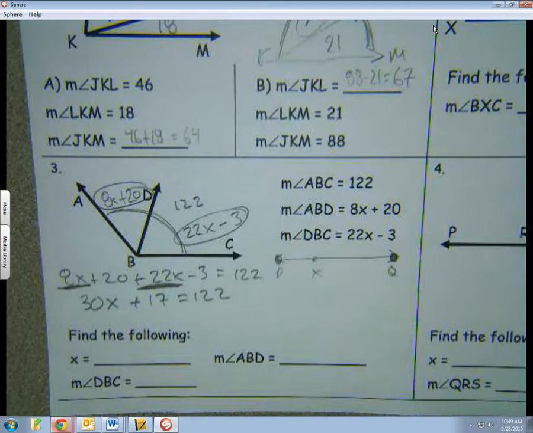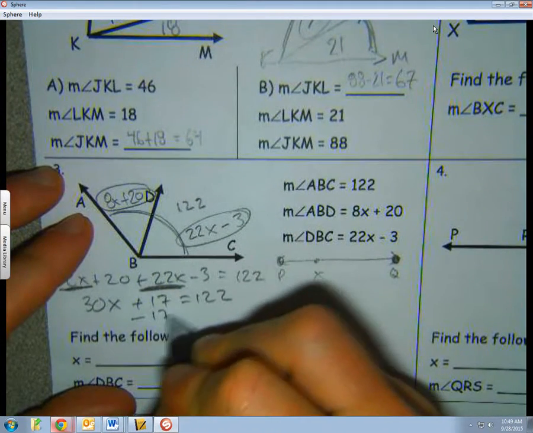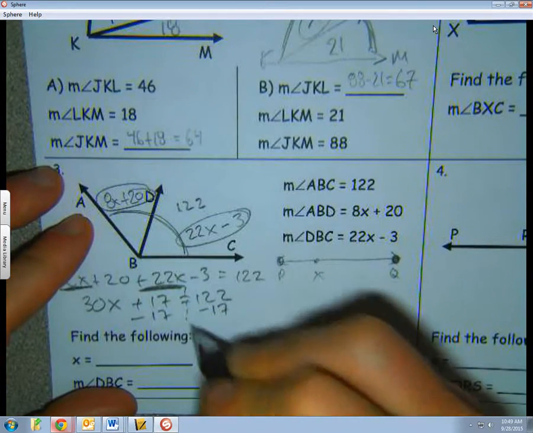Okay, you can make a do and undo chart. You can hunt zeros and ones. I'm going to choose to hunt zeros and ones, so I'm going to subtract 17. Thou shalt do it to one side, thou shalt do it to the other.